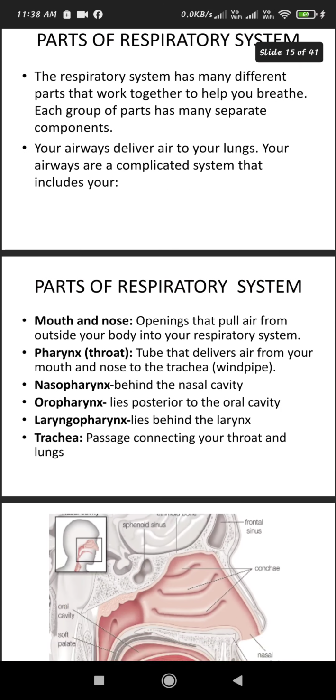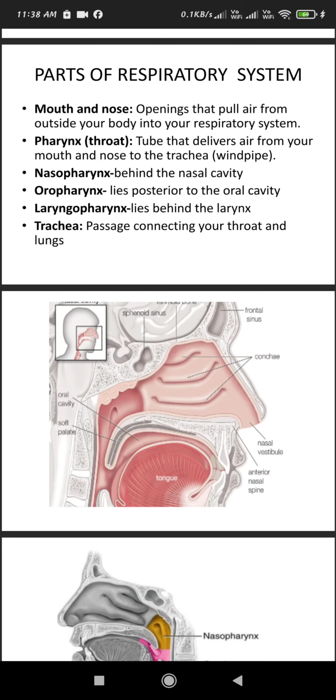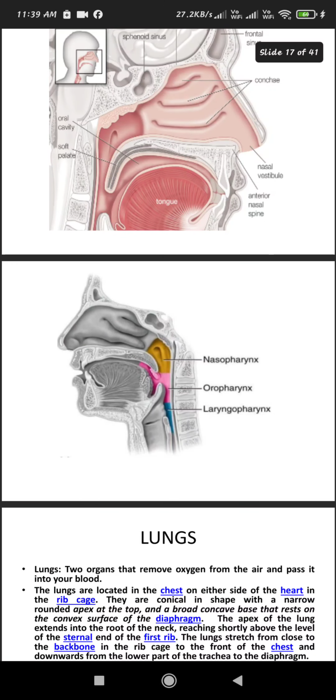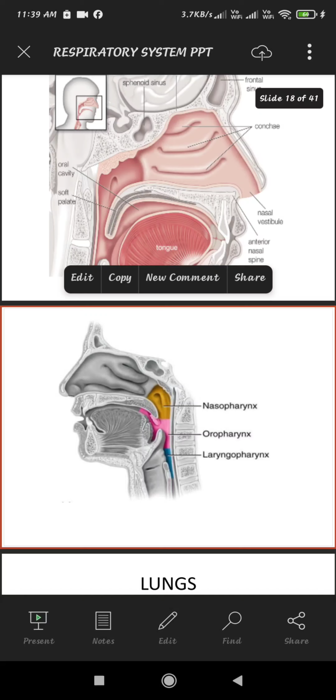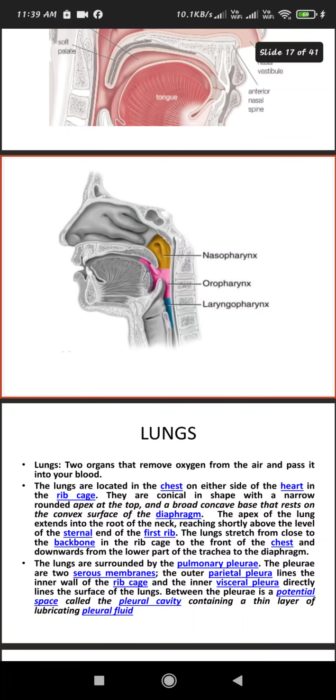Now we'll study parts of the respiratory system. The first part is mouth and nose. So we breathe in, we take in oxygen, air through our nose and sometimes through our mouth also. Then the air reaches the pharynx, that is the throat, the tube that delivers air from your mouth and nose to the windpipe. Now pharynx is divided into three parts: nasopharynx, oropharynx and laryngopharynx. So this is your diagram. Nasopharynx is behind the nasal cavity, oropharynx is behind the oral cavity, and laryngopharynx is behind, just above the larynx.